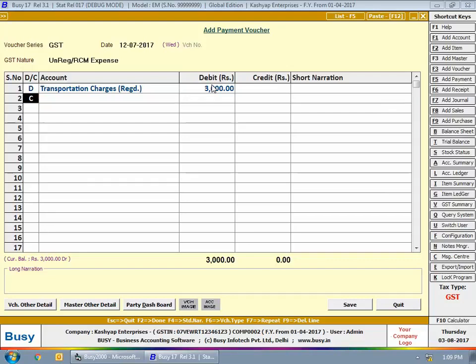Now, as I have told earlier also, in case of transportation services and legal services, it is necessary to pay RCM to the government. Although you have taken transportation services from a registered dealer, the GST nature will remain as unregistered or RCM expense.